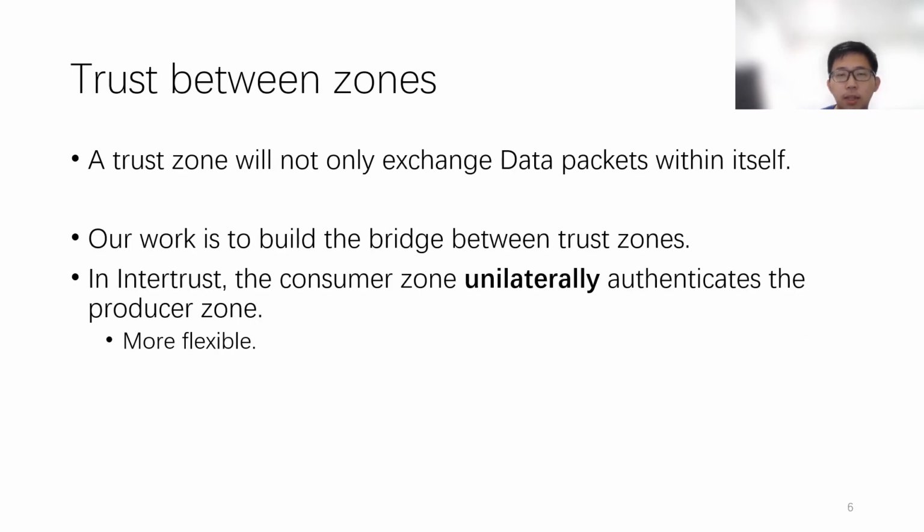From the above discussion, we learned that a trust zone will not only exchange data packets within itself. Our work is to build a bridge between trust zones. We also want to note that in this trust relation, the consumer zone unilaterally authenticates the producer zone. It doesn't have to be bidirectional, so it will be more flexible.